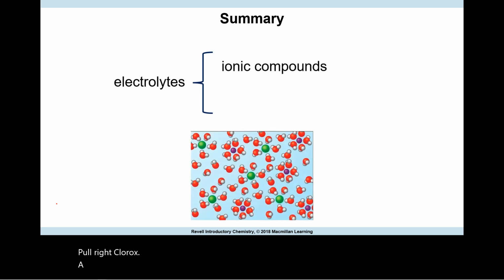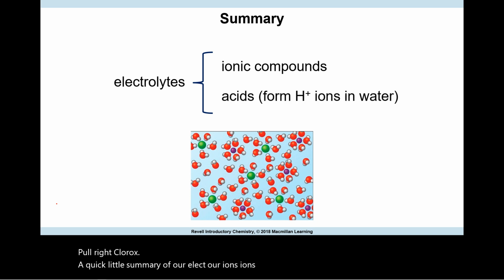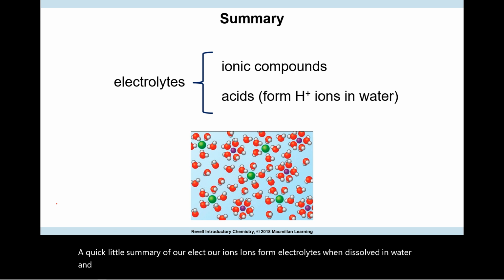A quick little summary of our ions. Ions form electrolytes when dissolved in water, and acids also form electrolytes when dissolved in water, and that is because they form hydrogen ions. All right, you guys, that ends our chapter here. Remember, I'm going to add more videos to talk about a couple more things that weren't necessarily covered here that we had to shorten up. So we're going to talk about shielding effect, periodicity, and a little bit more on our Lewis dots and formal charges and whatnot. Okay, enjoy.